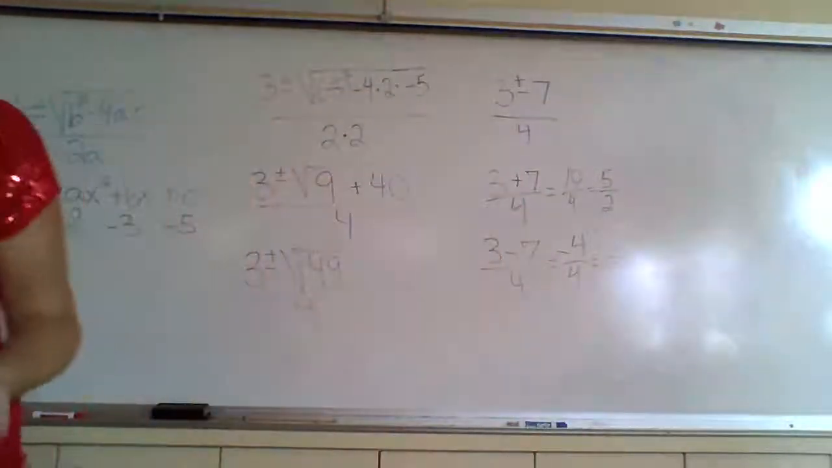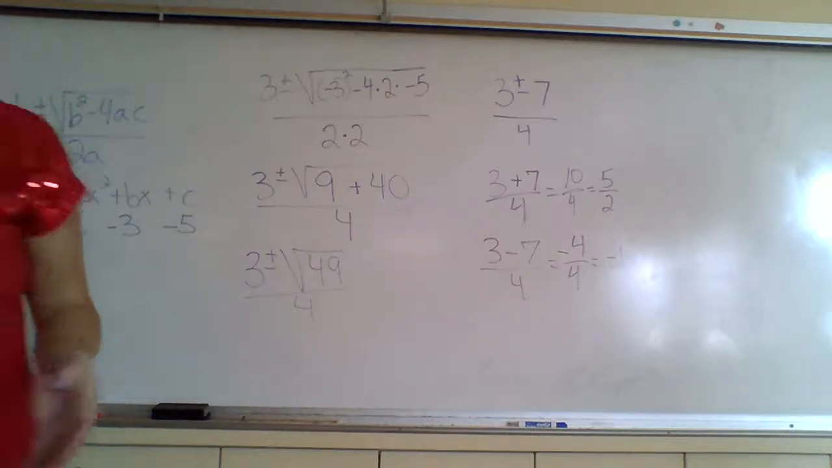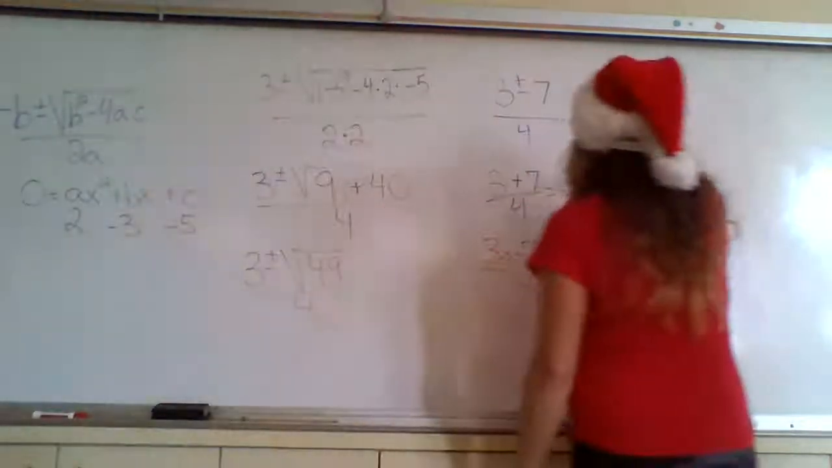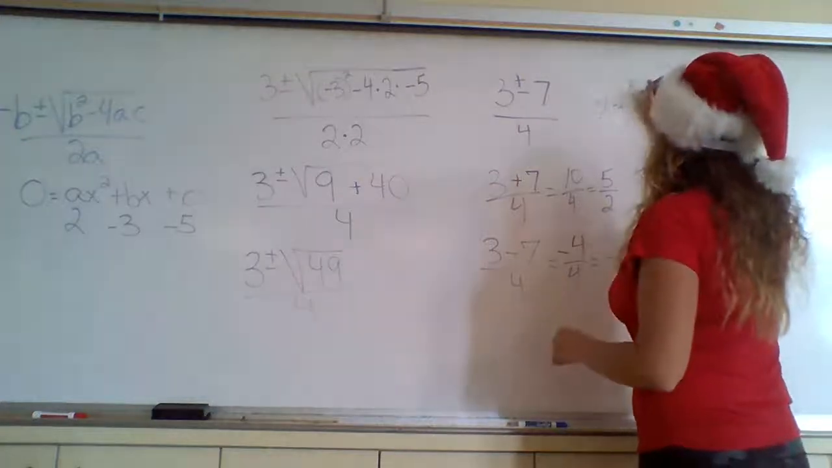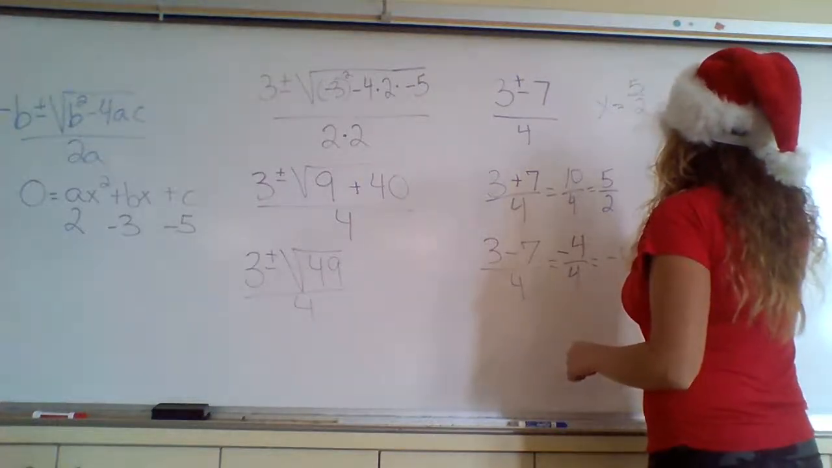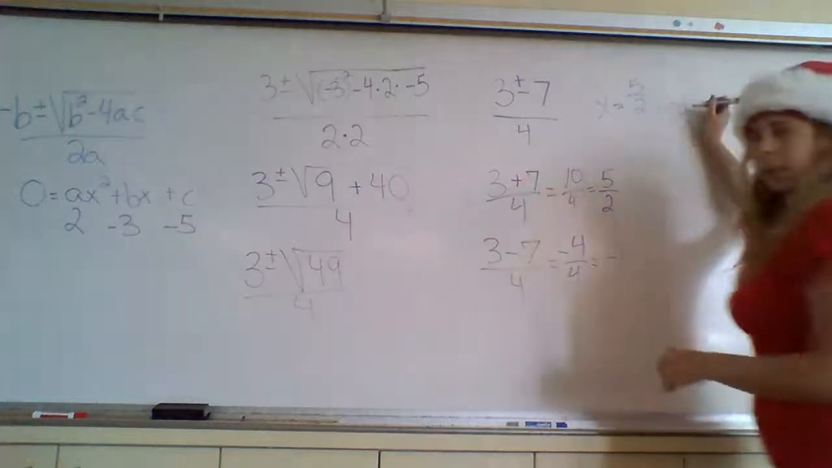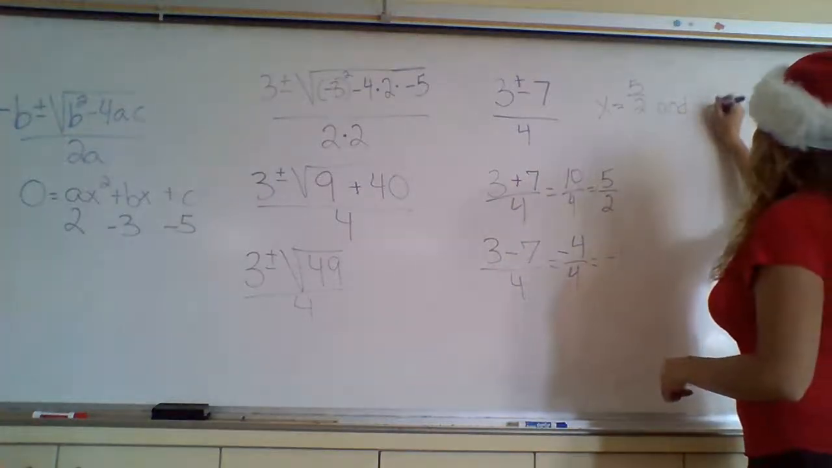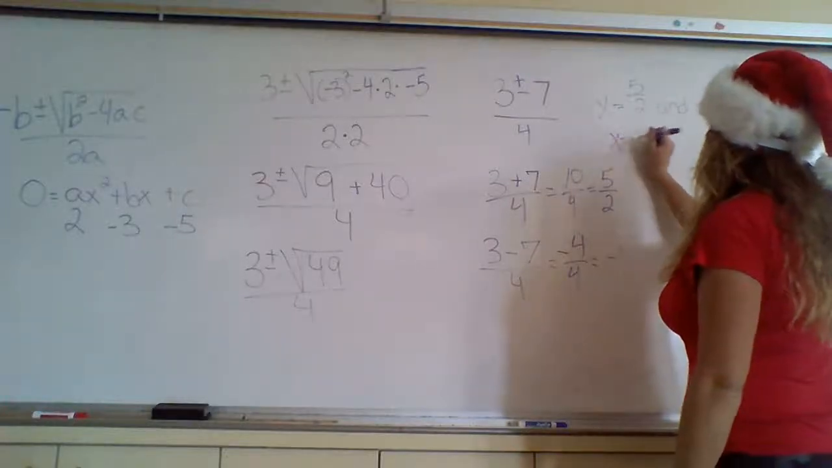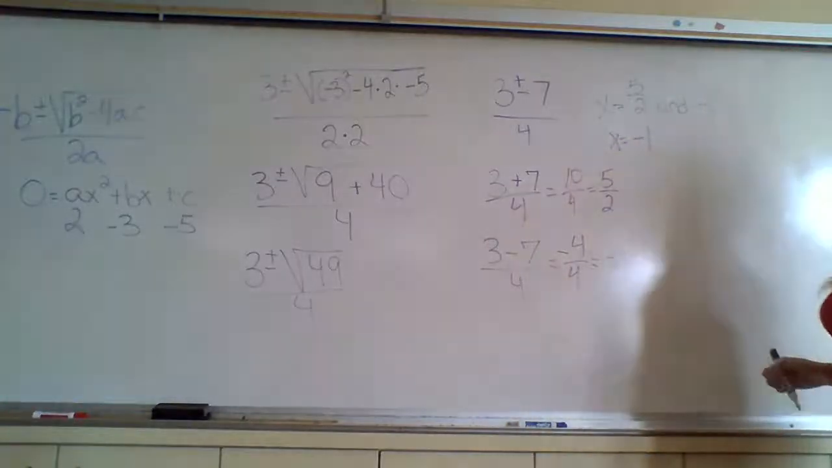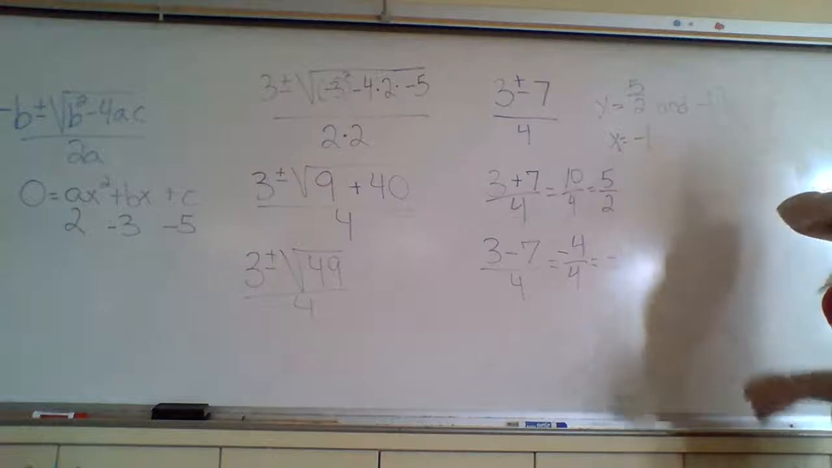I'm trying to think how they want you to write it. Oh, they just want you to write, this is fine, x equals 5 over 2 and negative 1. Or you could write x equals 5 over 2, x equals negative 1. That means the same thing. But those are your answers, 5 over 2 and negative 1.